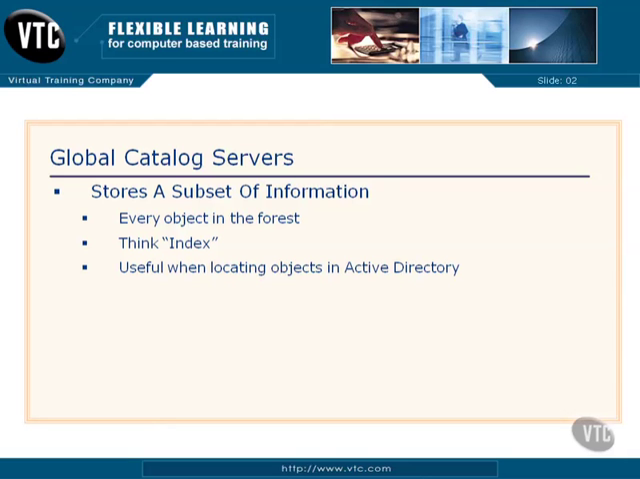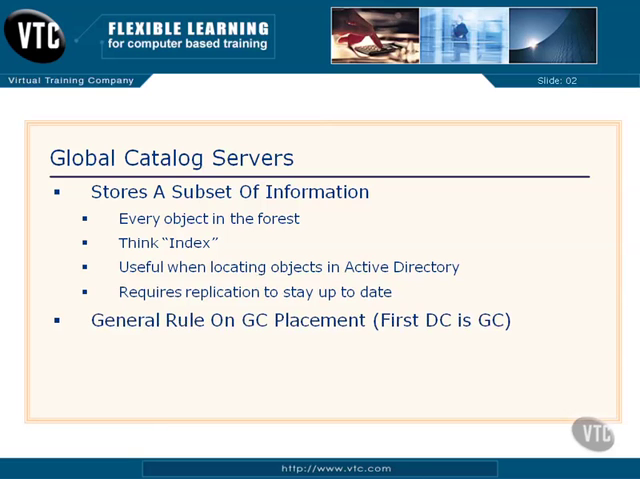Probably the most predominant one that you always hear tossed around is Exchange, because Exchange may have mailboxes that are homed in servers and other places in the forest and different domains, and we need to be able to find those to deliver the mail. Now, the downside to global catalog servers is that they require replication to stay up to date because they have to pass all this information around.